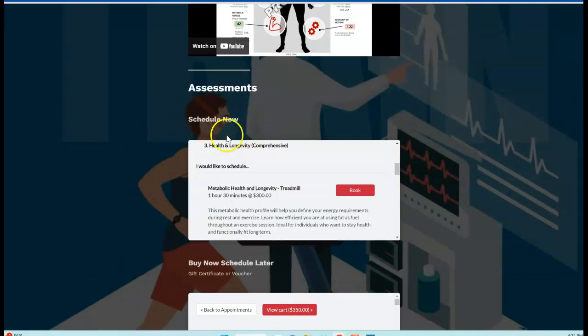So if we go back to your testing, when you look at the potential possibilities here, you can actually schedule now. And then if you're scheduling the metabolic health and longevity, this is more of our package. It includes the resting energy expenditure as well.